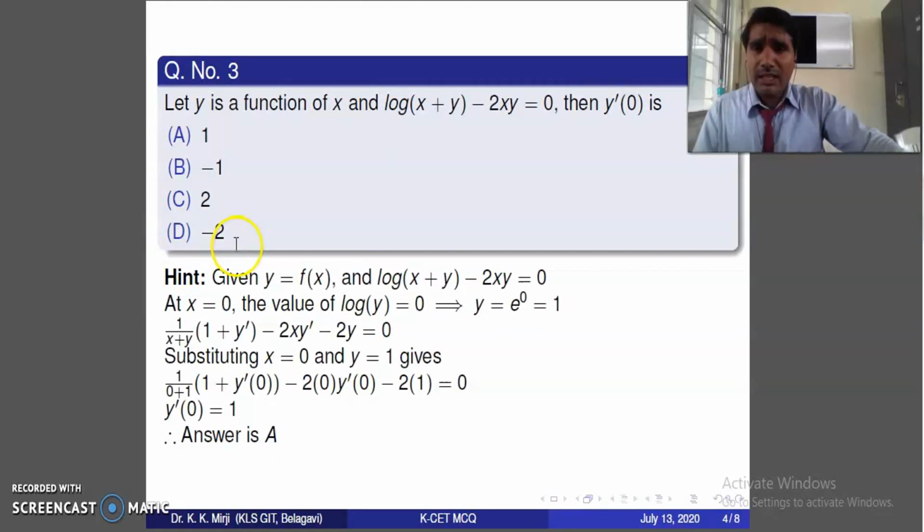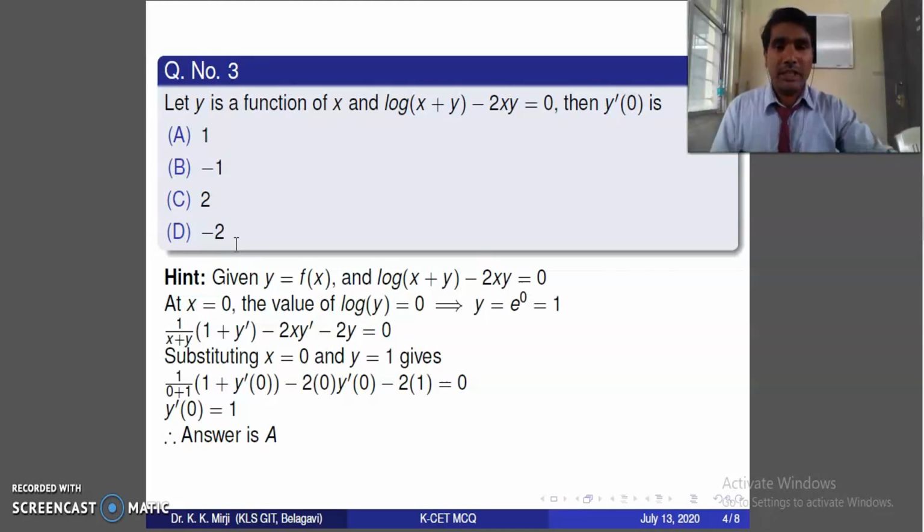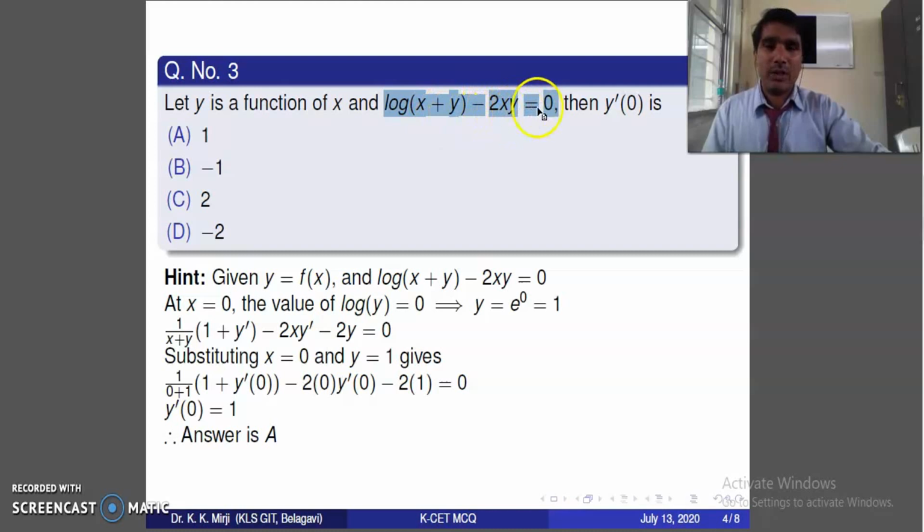Next, the third question: let y be a function of x and log of x plus y minus 2 times xy is equal to 0, then y dash of 0 is. Here log of x plus y minus 2 times xy is equal to 0 is an implicit function, and for this we need to find dy by dx at x equals 0. So if you take x equals 0, first we need to find the y value, since it is an implicit function.